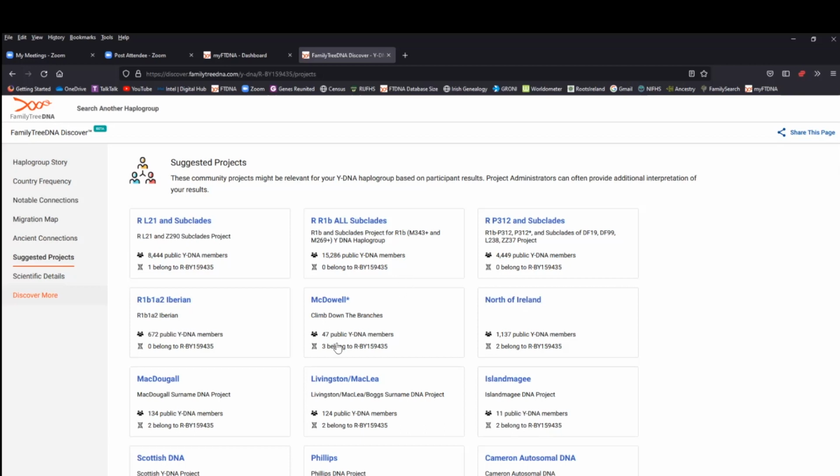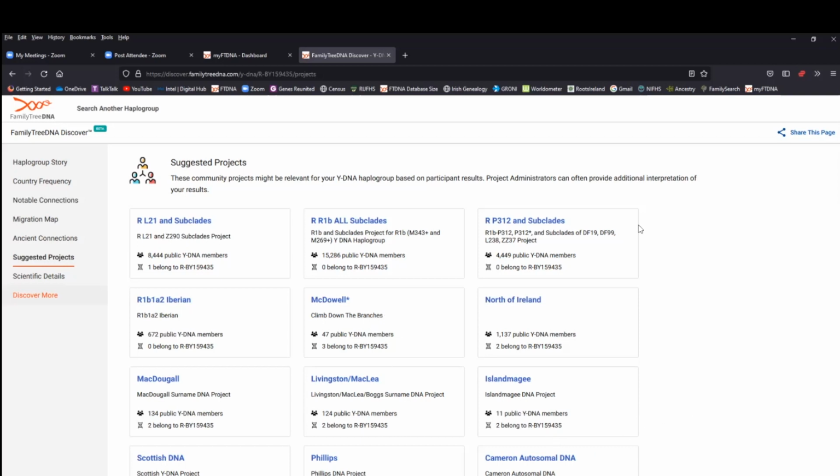The other thing is, it's telling you here how big this project is. So if you want to go into that project, there are 47 people who have joined it that have Y-DNA results that are public. So that's not telling you everyone that's got Y-DNA, and it's not telling you how many are in that project, but it's telling you that 3 people in that project belong to this haplogroup, and that 47 people are sharing their information within that project. So if you're in the project, then you can see their values at Y37 and Y111 and whatever.